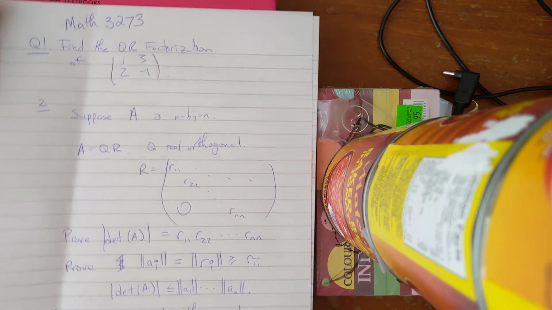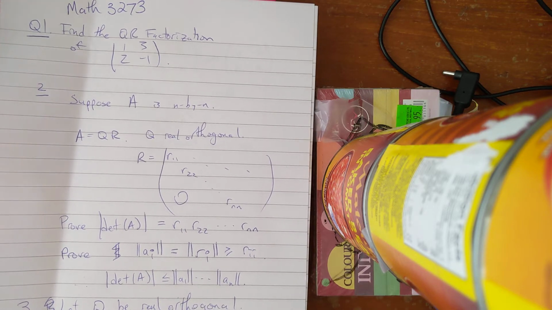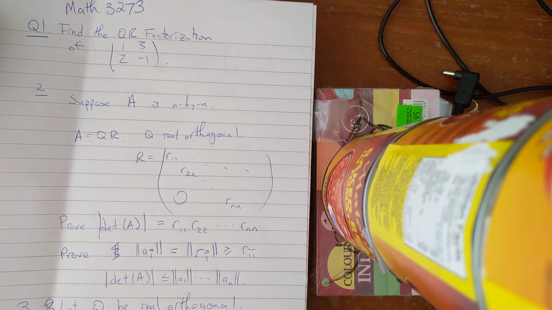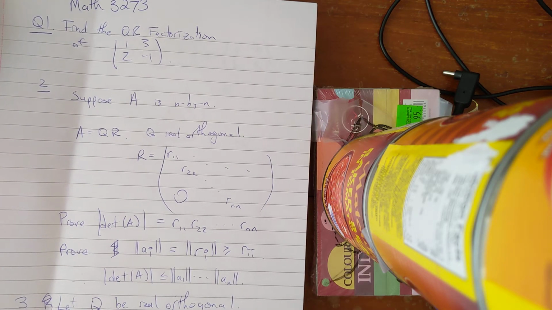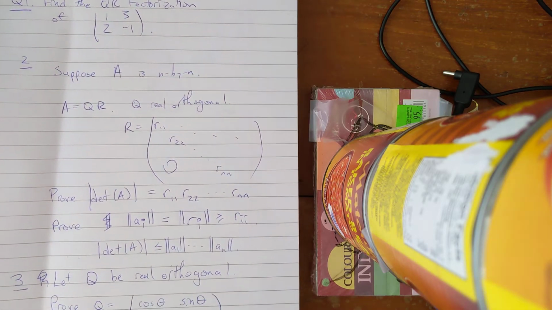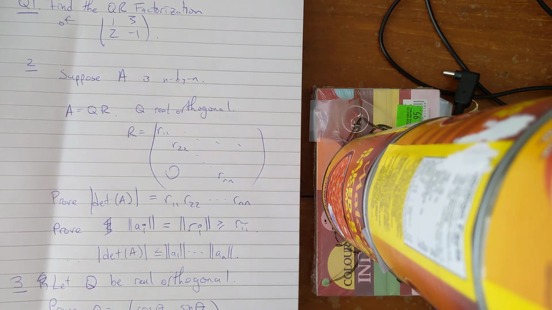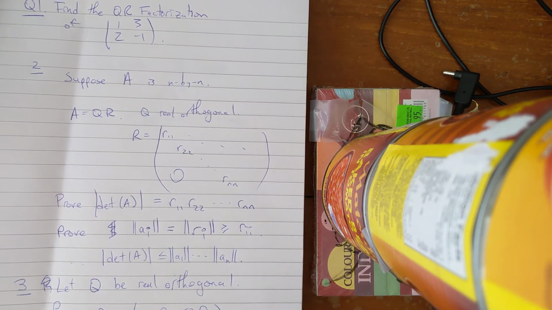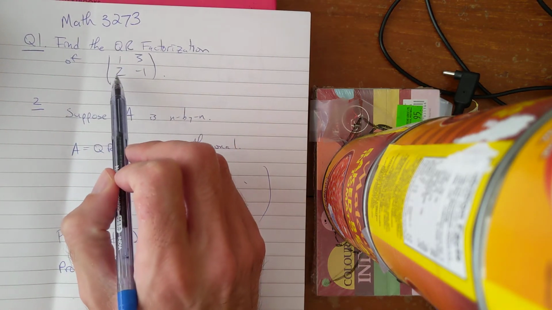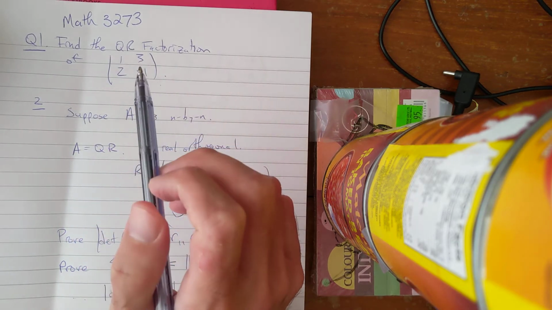Hey guys, so I just wanted to make this video. It's about orthogonal matrices and also about QR factorization. Okay, so I wrote down about 3 questions that I wanted to go through. Most likely this will be 3 separate videos. So in the first video, we'll just find the QR factorization of this matrix 1, 2, 3, -1.